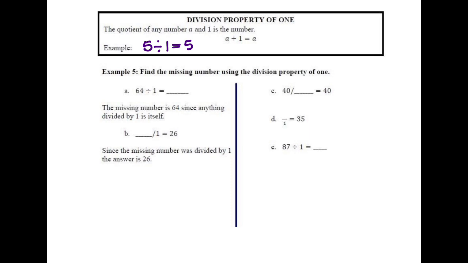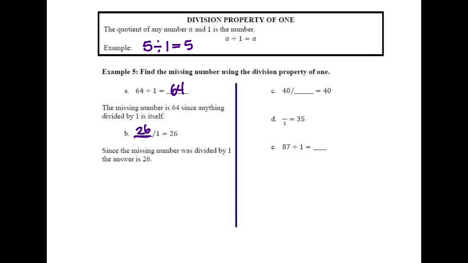So in A, 64 divided by 1 didn't change it. It's just 64. It's basically, if you have 64 people and you want to put them in one group, how many groups are you going to have? Or how many people are you going to have? 64. If you have 64 people and you want to split them into groups of 1, how many groups will you have? 64.